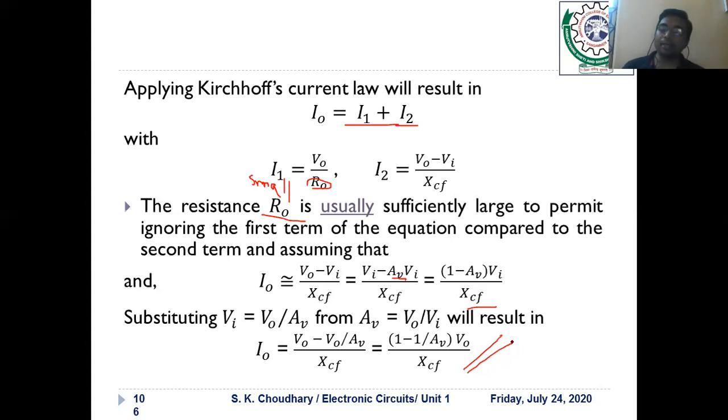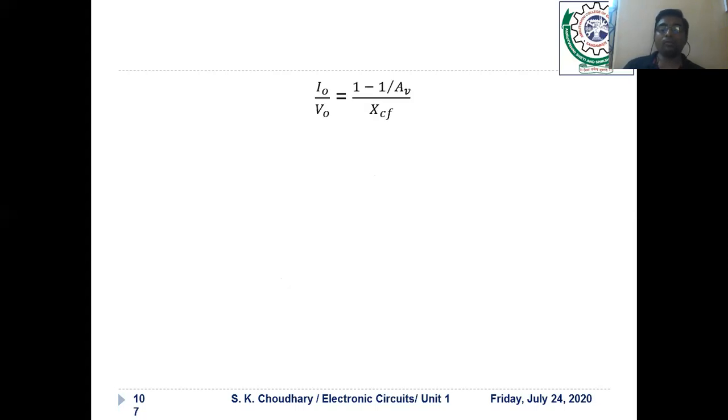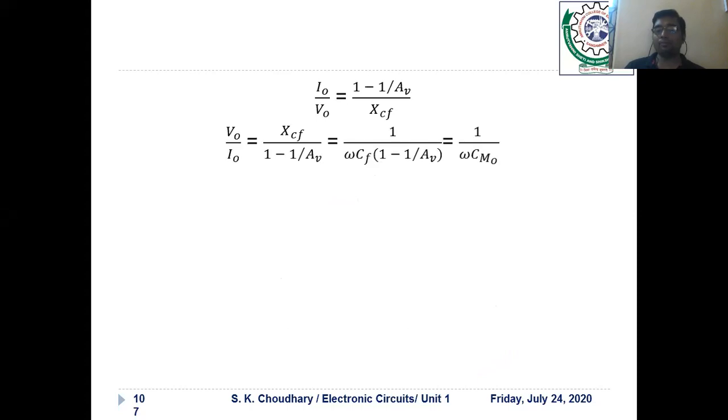Now we have to define the Miller output capacitance from this equation. See how. So I0 upon V0, we just take V0 to the LHS: (1 minus 1 upon AV) upon XCF. Now invert this equation, V0 upon I0. So it becomes XCF upon (1 minus 1 upon AV). XCF is the reactance offered by CF, that is 1 upon omega CF. So that is 1 upon omega, this particular section, CF into (1 minus 1 upon AV), is CMO. That is the Miller output capacitance.